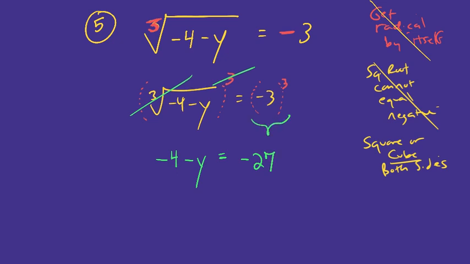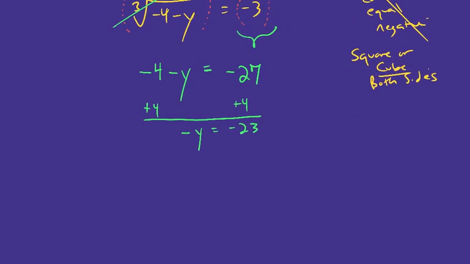So be careful on this one. Then we're just getting y by itself, so we add 4. Negative y equals negative 23. And we want to get y by itself, so you can divide by negative 1. You can change all the signs. We've got that invisible 1 there, so I'm going to divide by negative 1. So hopefully not too bad.